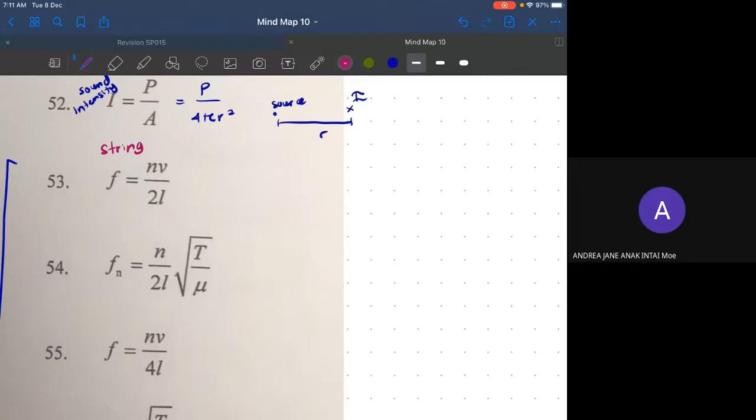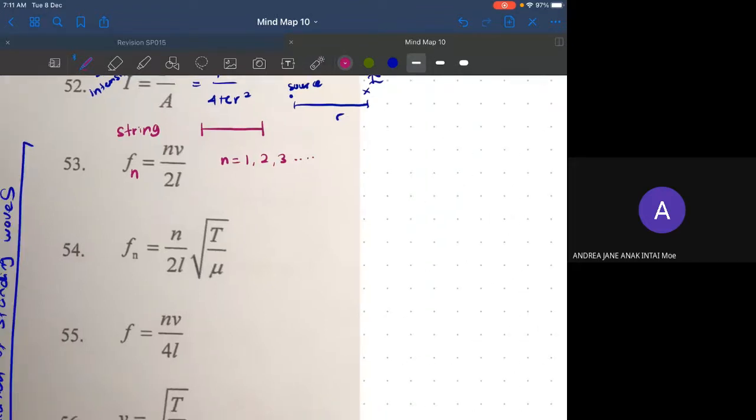Di mana Fn is equals to NV over 2L lah. Okay, ni yang string kalau kamu ingat kan. Bila kita petik benda ni, so dia akan hasilkan getaran, dia boleh hasilkan bunyi lah. Okay, so N ni sama dengan 1, 2, 3 lah. Okay, and then V ni pula, sorry.